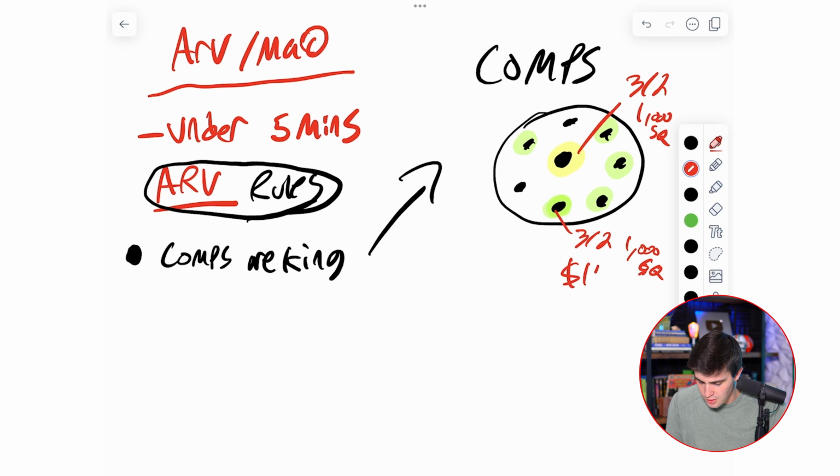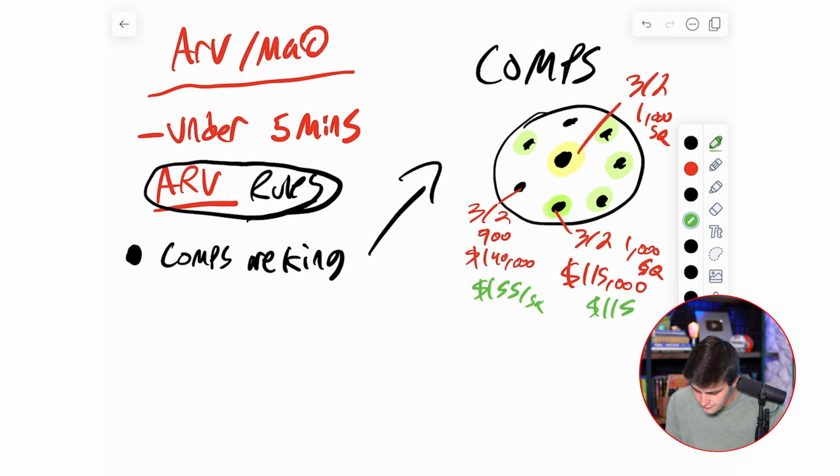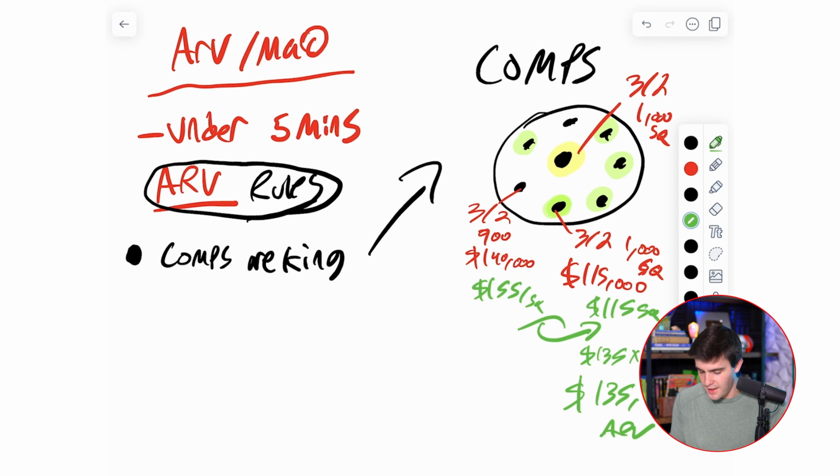So if that property sold for $115,000, and this house, which was a 3/2, 900 square feet, sold for $140,000, I'm basically gonna divide and find a price per square foot, which means this property sold for $155 a square foot, this sold for $115 a square foot, and what I'm gonna do is just take an average and turn that into, let's say, $135 a square foot, multiply that by my 1,000, and that means I have $135,000, which is my ARV. That's how you find ARV.